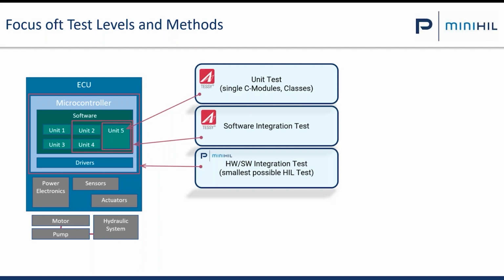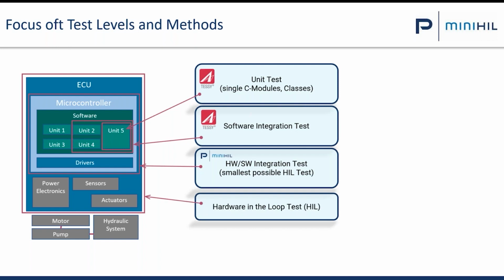So this can be done with a miniHIL, and all those tests run really fast. Then the next step would be a hardware in the loop test, so with power electronics, with the sensors, with the actuators in the loop. Sometimes you don't take the power electronics in the loop, sometimes you do. So there are also various levels you can run hardware in the loop on.